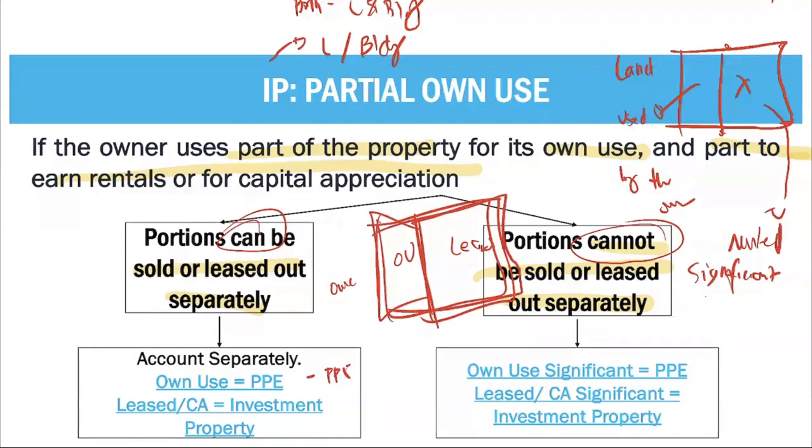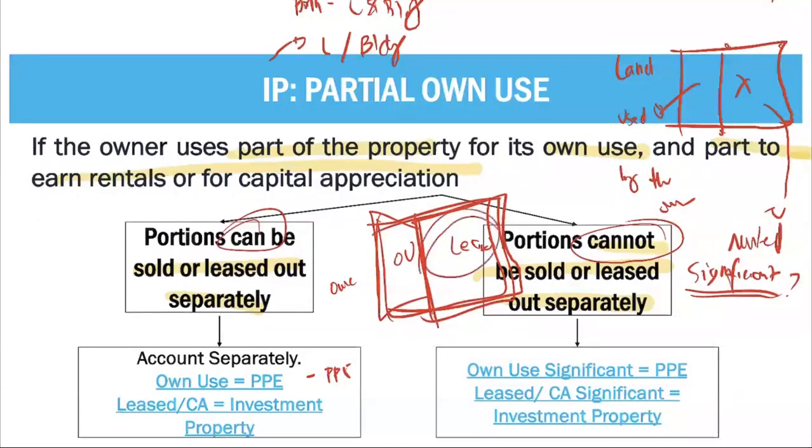So since it is this way, how do we treat it? You treat it based on the significant portion. Based on this example, what is the significant portion? Looking into it, the significant portion is lease. If the significant portion is the lease, it is investment property. But if the significant portion is the own use, it is property, plant, and equipment. So for investment property with partial own use, where a portion is used by the owner and a portion is leased out or held for capital appreciation: if you can separate both, you account separately. If you cannot separate both, test the significant portion. If the significant portion is own use, it's PPE. If the significant portion is the lease or the capital appreciation, it is considered investment property.